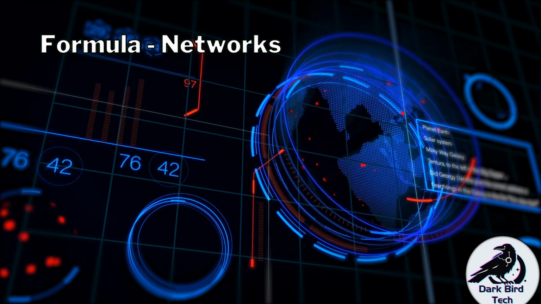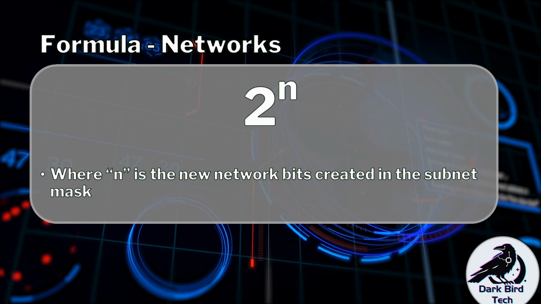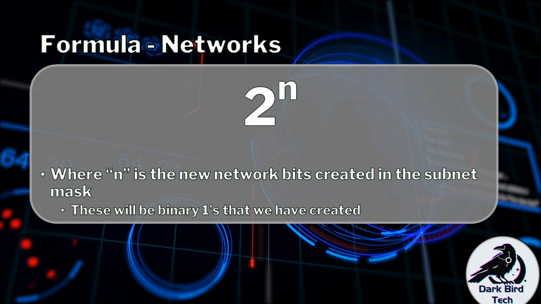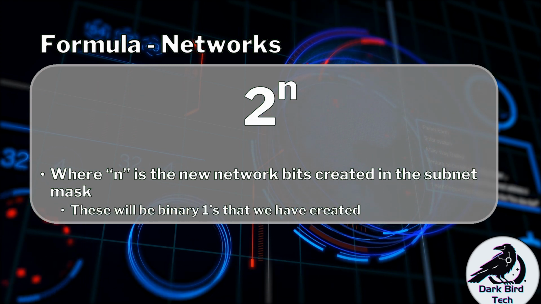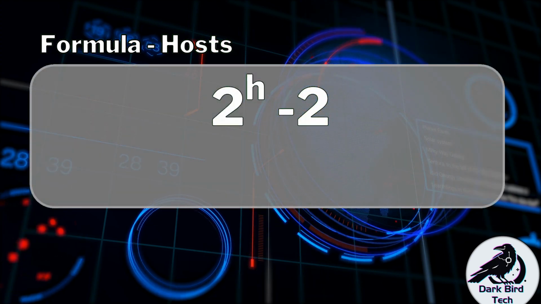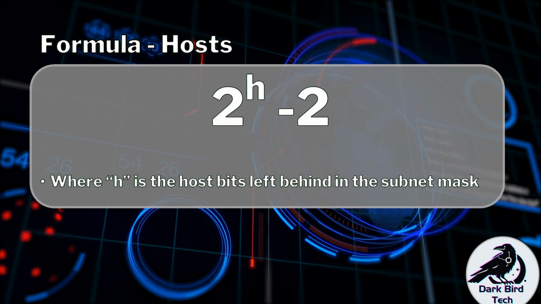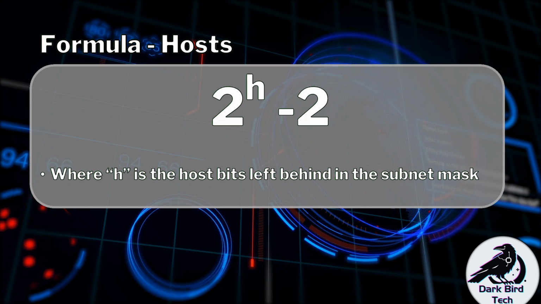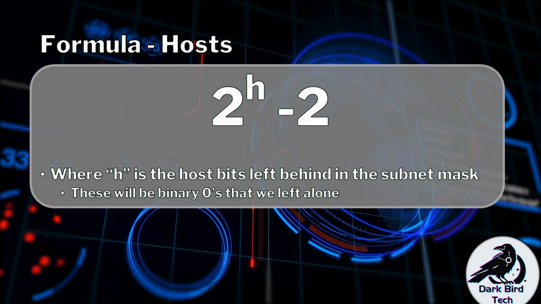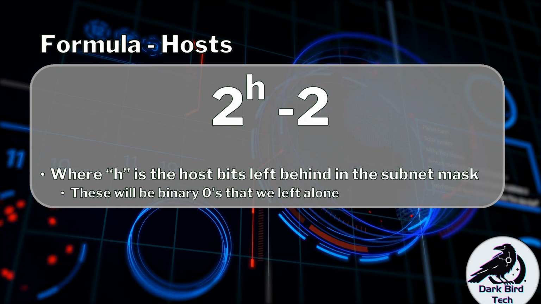The formula is very easy. It is 2 to the power of n. And this is where n is the new network bits we will be creating with the subnet mask. These will be the binary ones that we will be setting in the subnet mask. Then we have the number of hosts, and that is 2 to the power of h, minus 2. This is where the h bits are the host bits left behind in the subnet mask, which are the binary zeros.